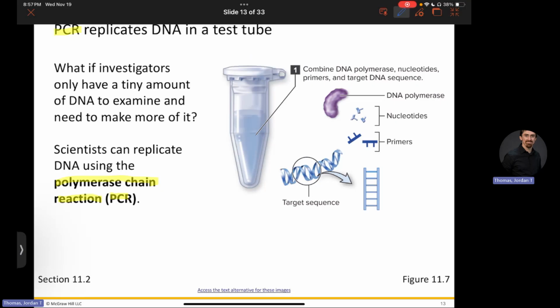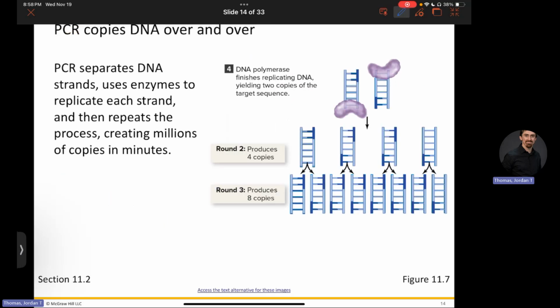So the purpose of PCR is to replicate or amplify a DNA sample. Copies of DNA, PCR copies DNA over and over again.